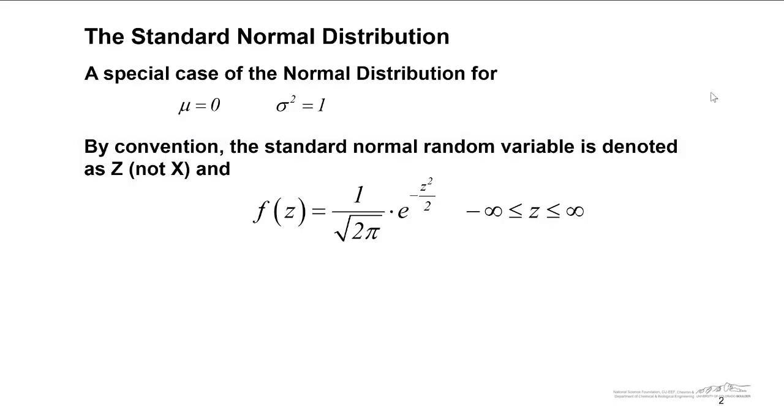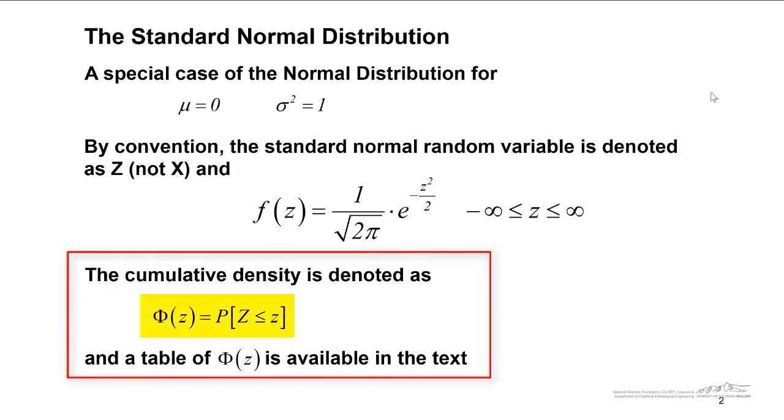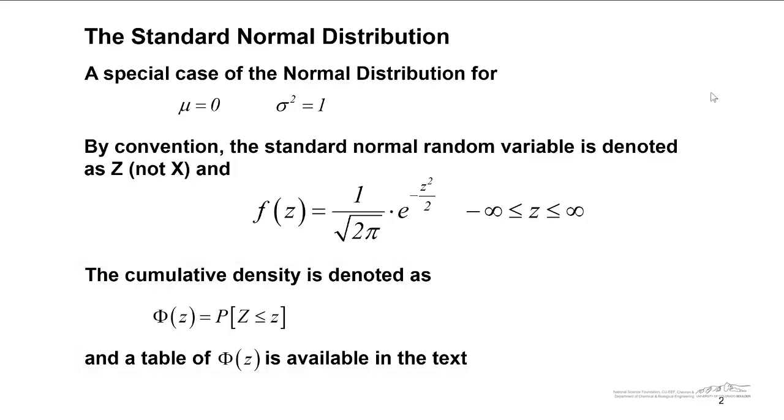If you substituted mu equals 0 and variance equals 1 into the formula for the normal distribution, we would get this. So this function here is the standard normal distribution. Instead of capital F for a normal distribution, we represent the cumulative density as phi, this Greek letter phi, and that's the probability that our random variable z is less than or equal to a certain value. And I'll be talking a little bit more about this in a moment. There's a table of phi in your textbook. It's in Appendix A, and this was really useful back in the day before Excel was readily available.